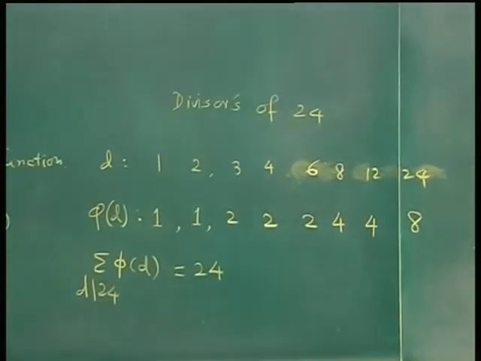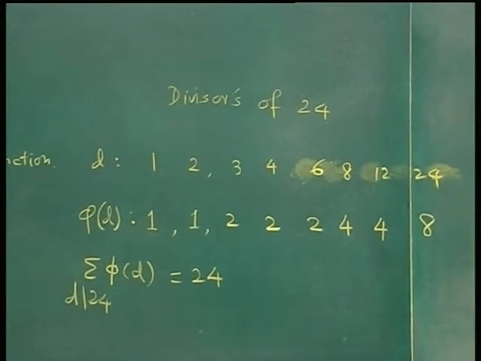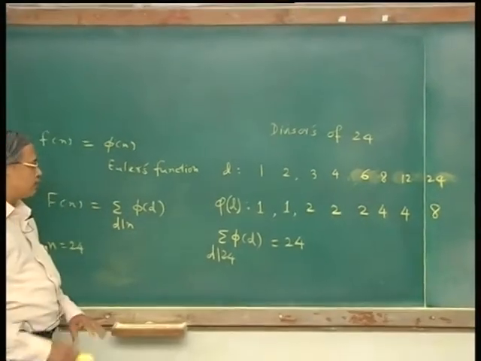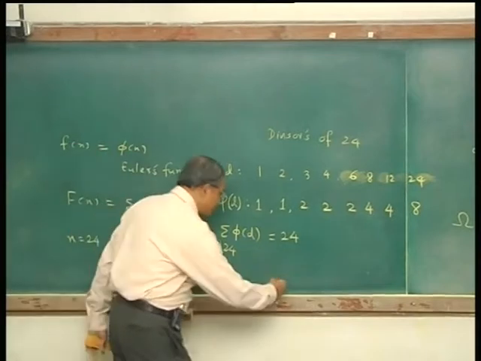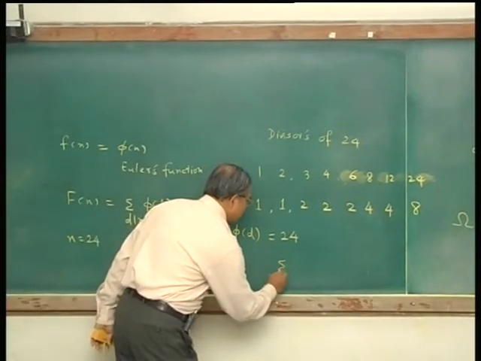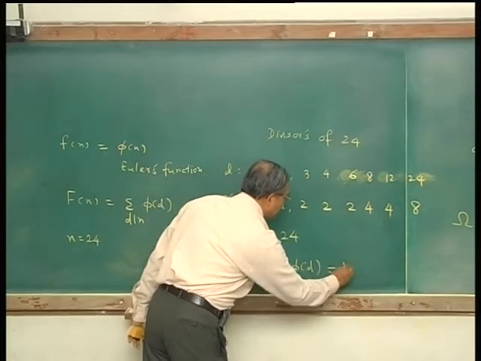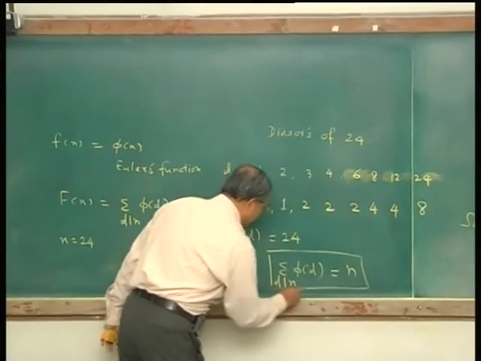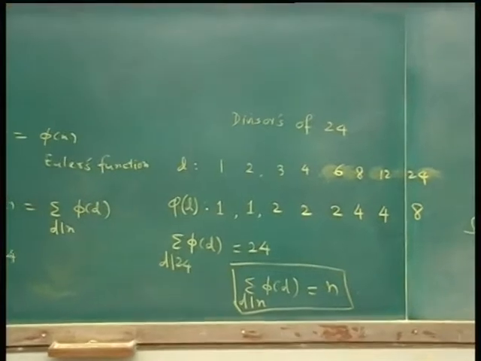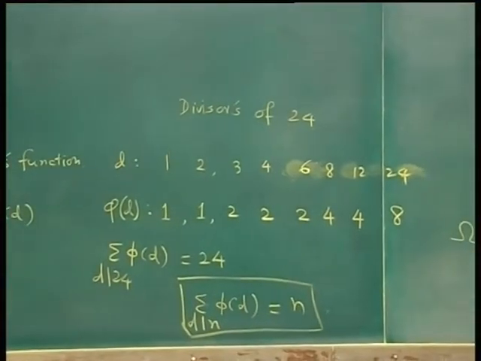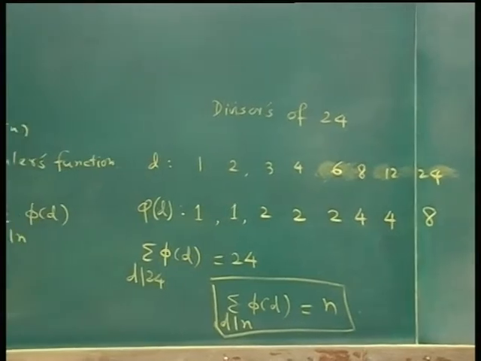Anyway, so for any number n, we can find out summation phi of D, D divides n. It's an interesting result that this summation phi of D, D divides n always comes out to be equal to n, and that we will see later on. So these are some examples of arithmetic functions.